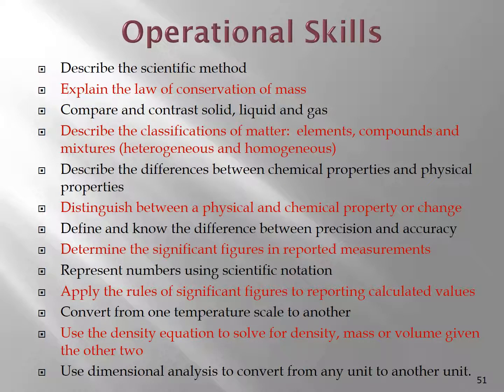So here are some of the things that you should be able to do by the end of this chapter. Describe the scientific method, explain the law of conservation of mass, compare and contrast solids, liquids, and gases, describe the classifications of matter, for example, elements, compounds, and mixtures, either heterogeneous or homogeneous. Describe the differences between chemical properties and physical properties. Also be able to distinguish between a physical and chemical property or a physical versus chemical change. If I give you one, which one is it? Identify which it is.